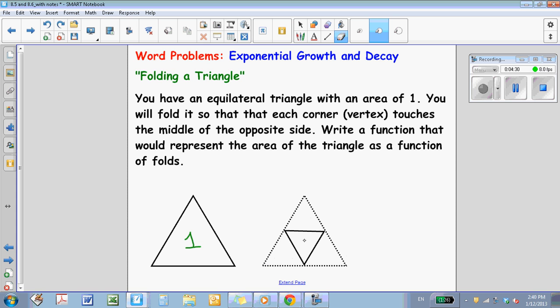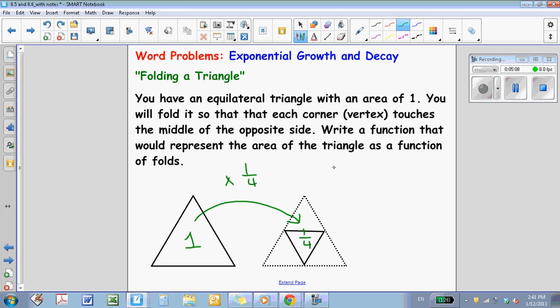So let's think about this. What's our new area? Well, our big triangle had an area of 1, and hopefully you can see that now we have 4 equal parts, and my actual area is only one of them. So this is going to be 1/4. And if I fold it again, it's going to be 1/4 of this area. So this is an example of exponential decay because the number is going down, and my decay rate is 1/4, because if I went from 1 to 1/4, I multiply by 1/4.